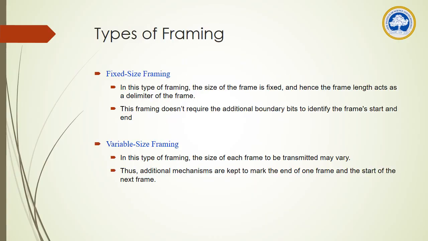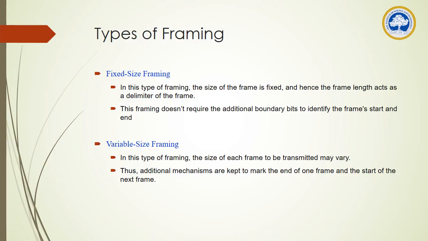Before going into byte stuffing and bit stuffing, let us see what types of framing are available. It is divided into two types: fixed size framing and variable size framing. In fixed size framing, the size of the frame is fixed, and hence the frame length acts as the delimiter of the frame. This framing doesn't require any additional boundary bits to identify the frame's start and end.